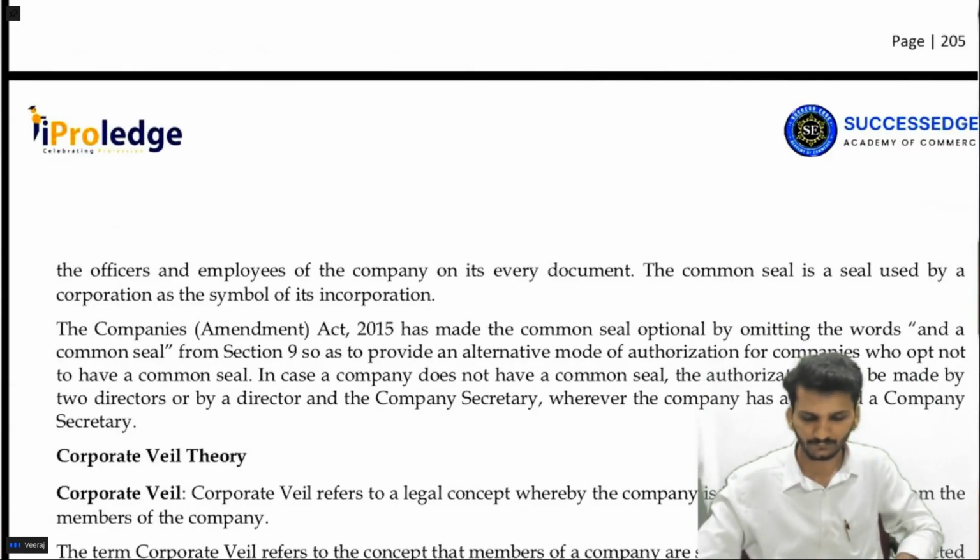See, the last paragraph of common seal, they said common seal is optional. The moment we registered as a company, we can make our own common seal in our name.